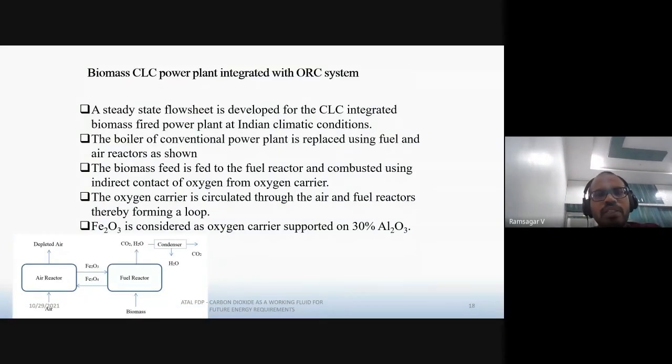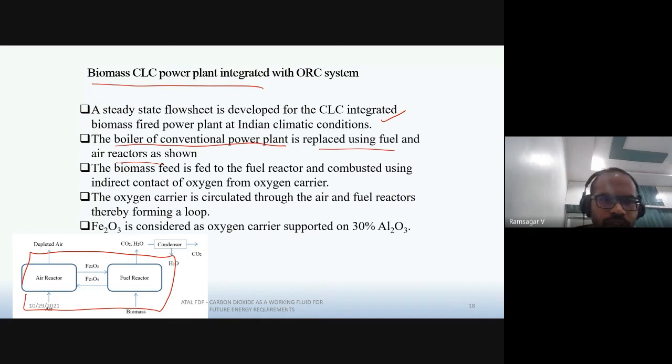So now the results of that conventional biomass-fired power plant are generated and kept for comparison with the biomass CLC power plant. To simulate the biomass CLC power plant, we developed a steady state flow sheet for the CLC integrated biomass power plant at Indian climatic conditions. The simulation started by first simulating the conventional power plant, and from that, the boiler of the conventional power plant is replaced with the air and fuel reactor setup, where the combustion now happens in this configuration.